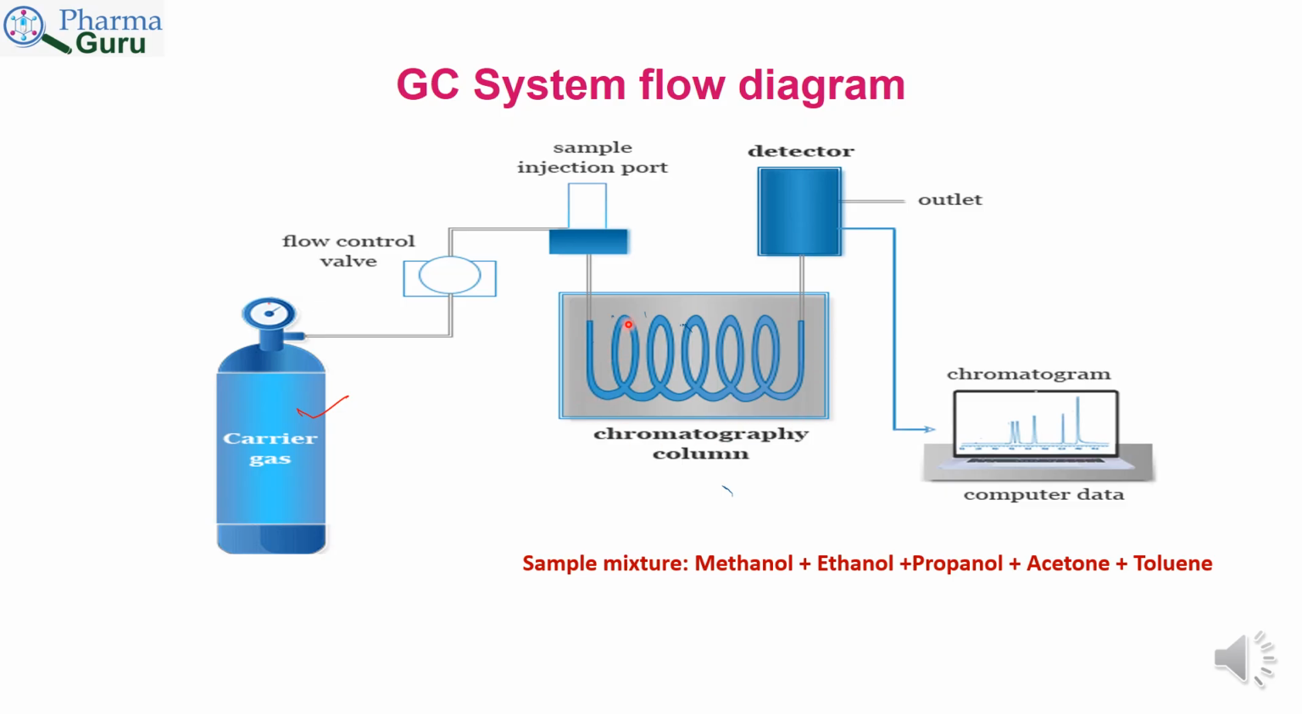This is GC column which is responsible to separate each component from the sample mixture. This is detector which detects each component and converts them into the signal and sends that signal into the data processor, and data processor converts signal into the chromatographic peak, and we get peak of each component in the GC chromatogram.